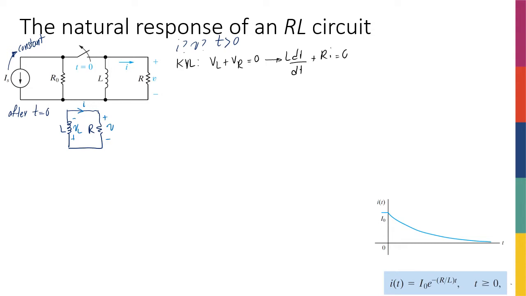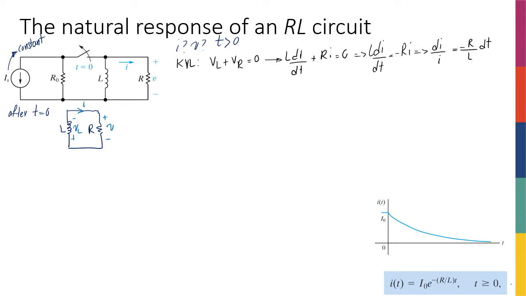So that tells me that L di over dt is equal to negative Ri. And by moving things around, I can get di over i is equal to negative R over L times dt.